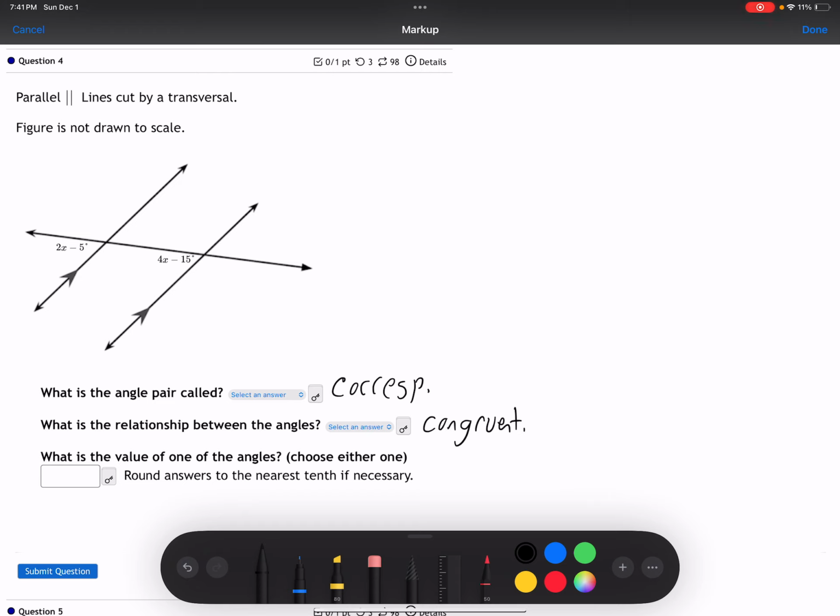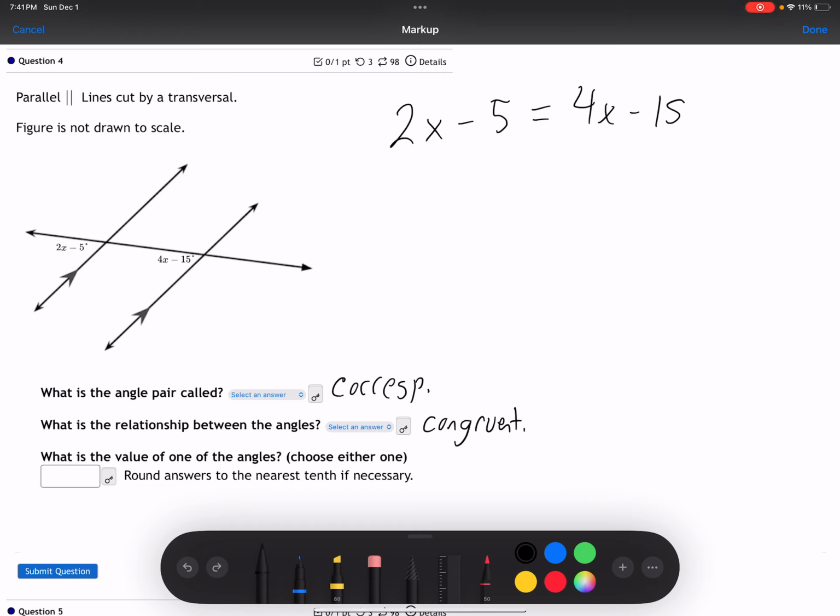What is the value of one of the angles? Notice they didn't ask for the value of x. They asked for one of the angles. So this is going to change our answer at the end a little bit. Well, how do we figure it out? Well, I could do the blank plus blank equals 180, but that doesn't make any sense in this case because these are supposed to be congruent. They're the same. So 2x minus 5 equals 4x minus 15. They're the same thing. This one is equal to this one.